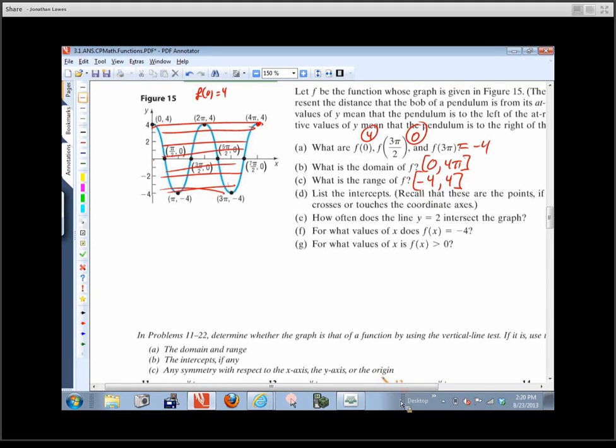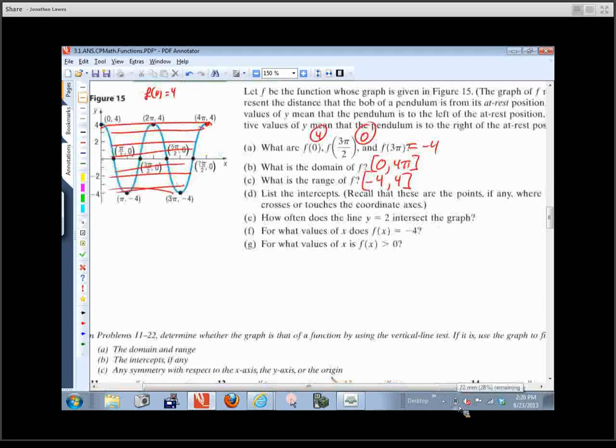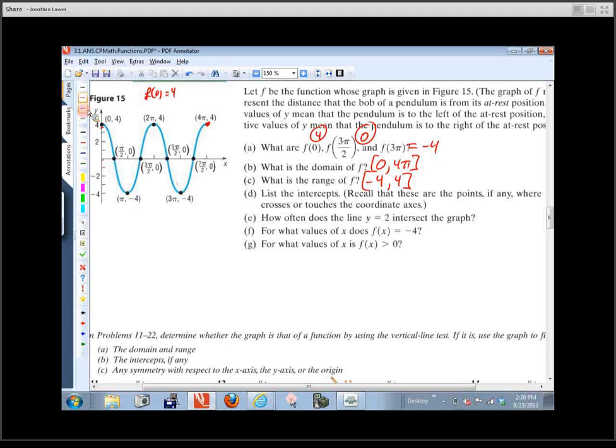Okay? Now, it says list the intercepts, right? Any points where it touches or crosses the axes. So, where's the first place that it hits an axis? 0, 4, right here. Where's the next place? Okay, it's called pi halves, 0. So that's an intercept. That's an intercept.